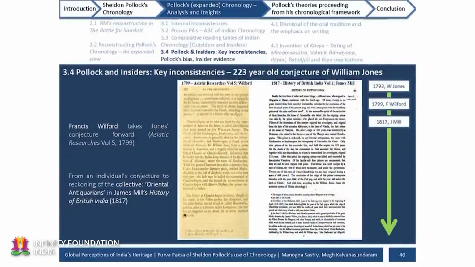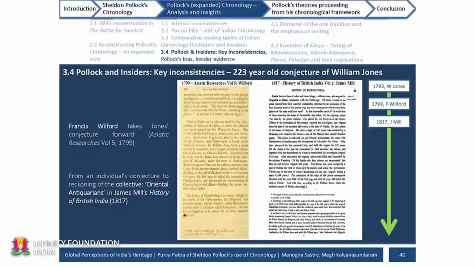He further theorizes. In 1817, in James Mill's work, we see that the individual's conjecture has become the reckoning of the collective Oriental antiquarians. So from an individual to the collective Oriental antiquarians are now talking about this, simply because they're all talking about it, right? And it sounded like it's similar.